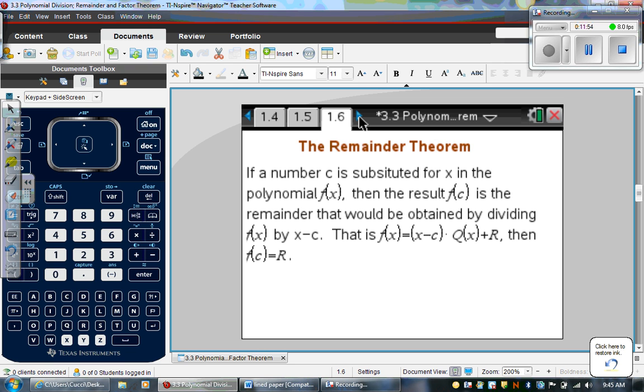So the remainder theorem: if a number c is substituted for x in the polynomial f of x, then the result f of c is the remainder that would be obtained by dividing f of x by x minus c. Okay? So again, you're going to get that remainder by substituting in the value. Then that's a very quick, easy way to determine whether or not something is a factor of your original polynomial. Instead of having to divide it out, use the remainder theorem, plug it in, and see what you get for your function value.